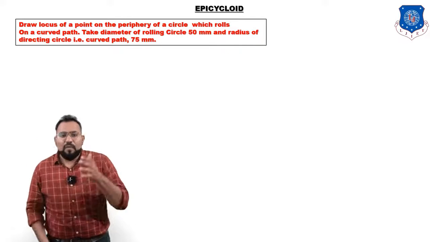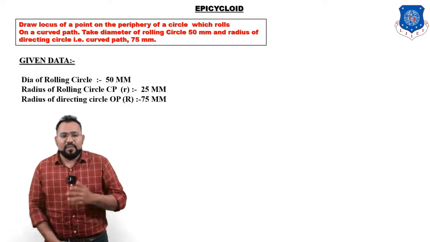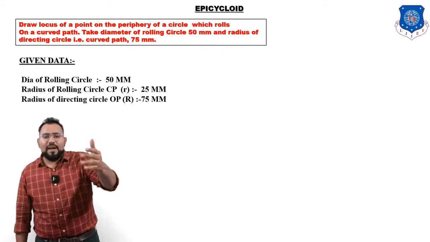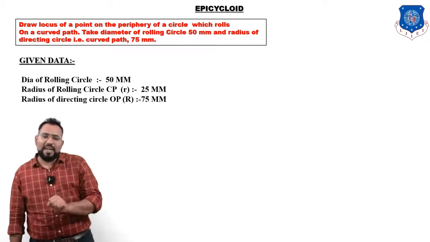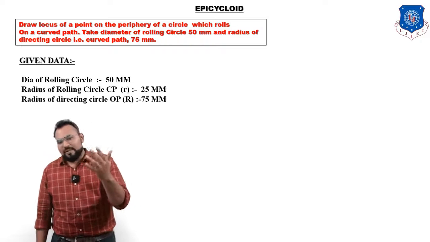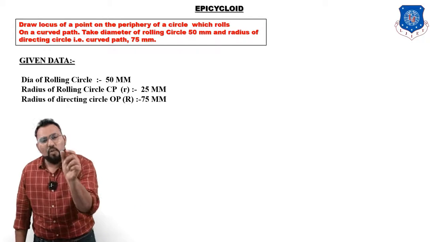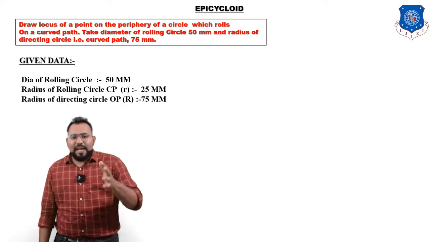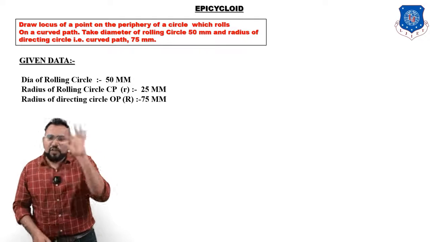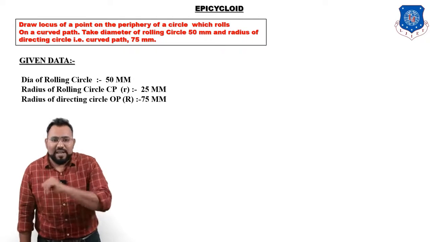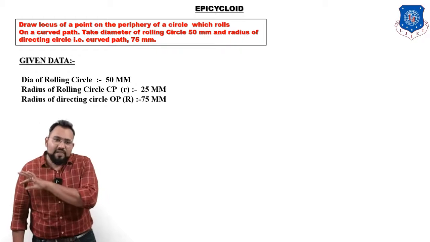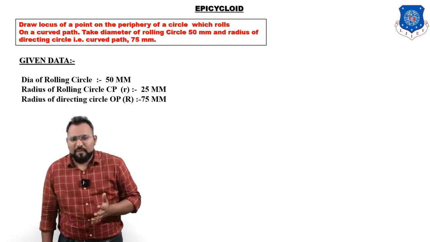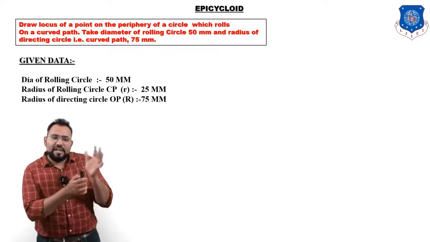Okay, so now first we will write the given data. Here in the given data we have the diameter of the rolling circle equal to 50 mm. So the radius will be 25 mm, which we call small r. Small r means the rolling circle radius. Now there is another big circle which we call the directing circle. The radius of the directing circle is given as 75 mm, which we call capital R. Capital R shows the radius of the directing circle.